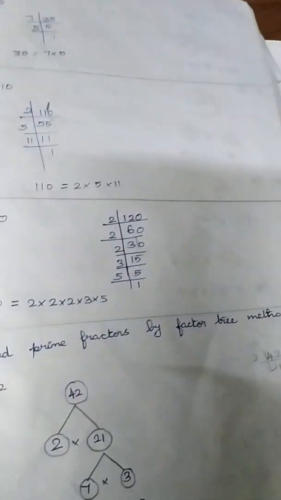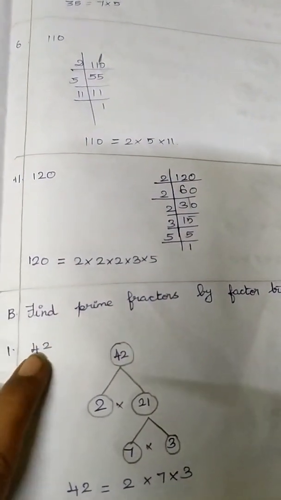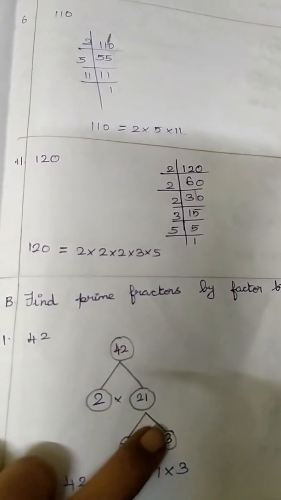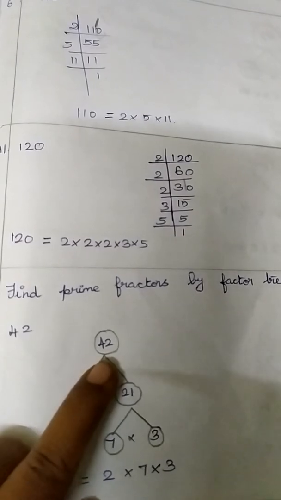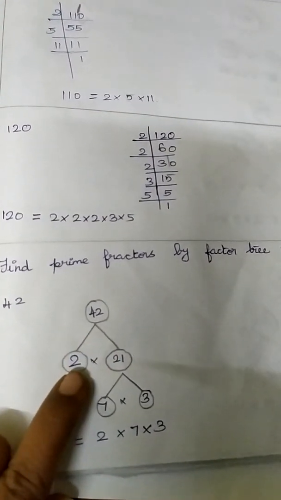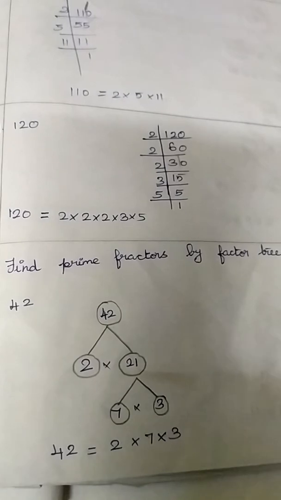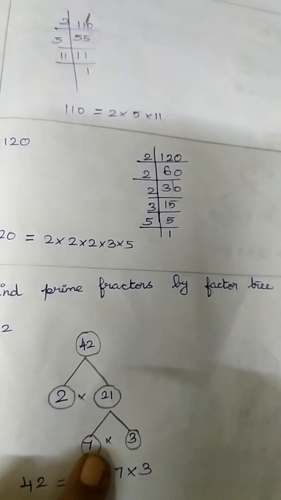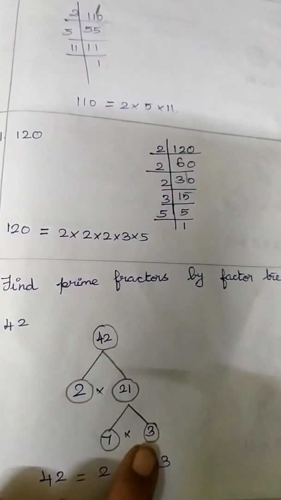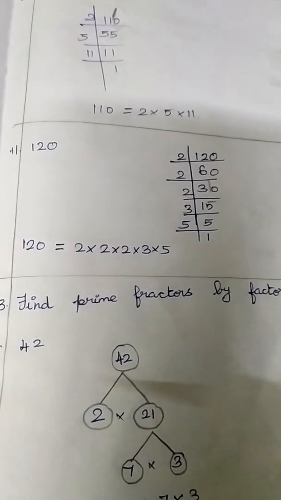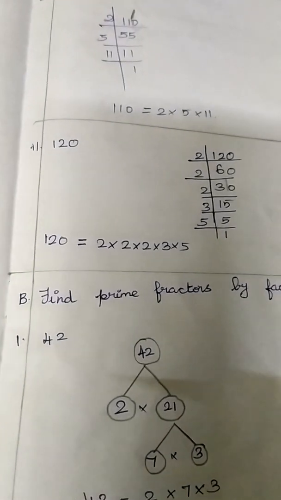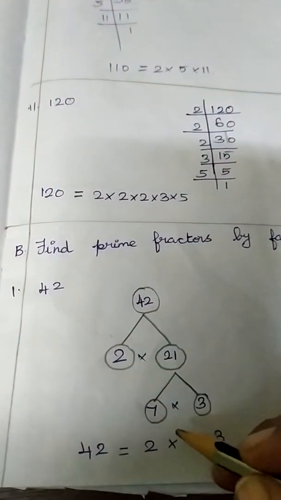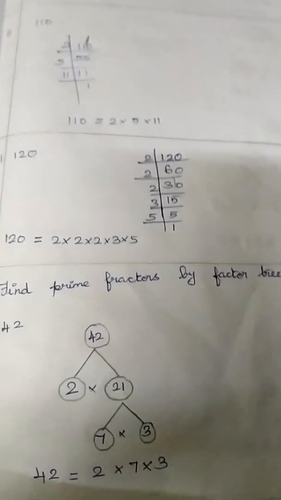The same model we are going to proceed with. 42. I'm going to write 42 as 2 into 21. When you multiply 2 into 21, you will get 42. So 2 is a prime number, the smallest prime number, we cannot split it further, so we are leaving it. Then coming to 21, we can split 21 as 7 3s are 21. Now 7 is a prime number, we cannot split it. Again 3 is also a prime number, we cannot split it. So what is the answer? 42 can be written as 2 into 7 into 3. See, prime factors.